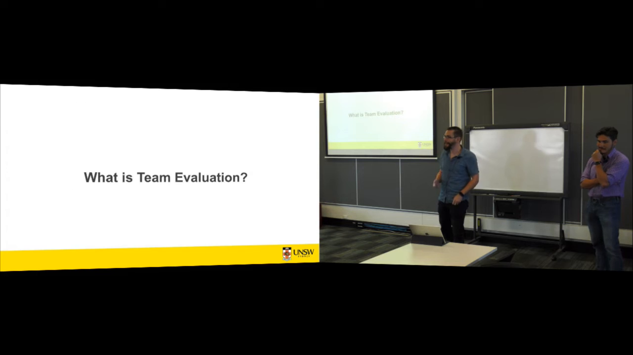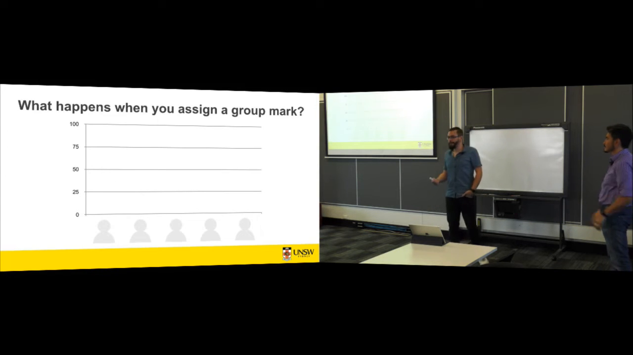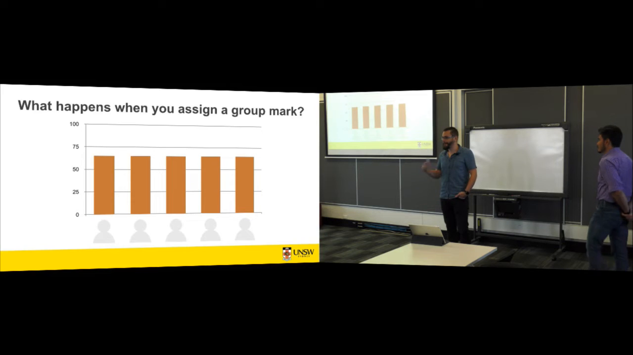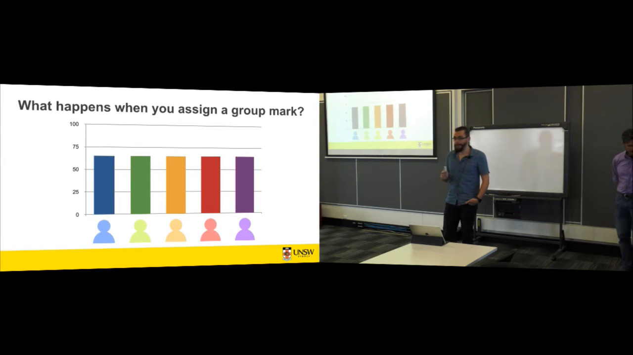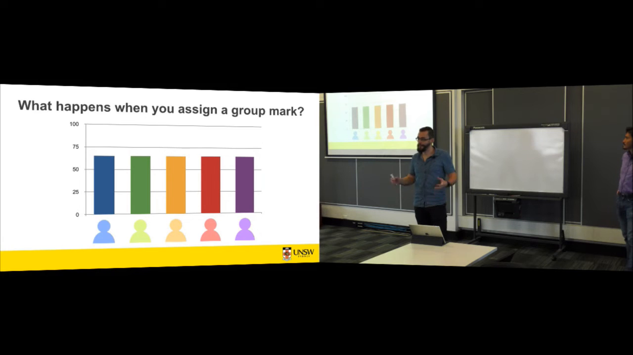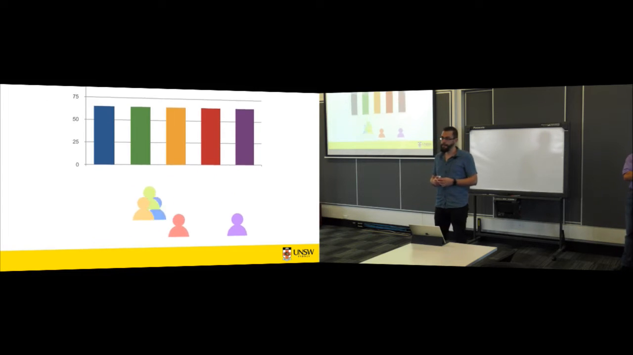To answer that, you need to think about what happens when you assign a group mark. Normally, you would assign a mark, and that's the mark everyone gets. Everyone gets the same mark. But that's not really ideal because it doesn't reflect the work that each person contributed. We know they're not all the same. We used our team build to make sure they're all different people. They're all going to bring different things, and they will have contributed different amounts to the group assignment.